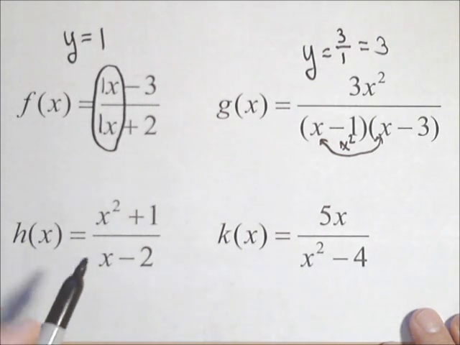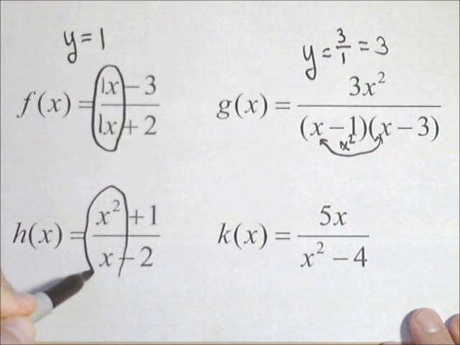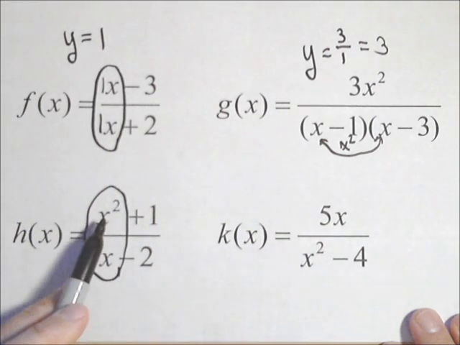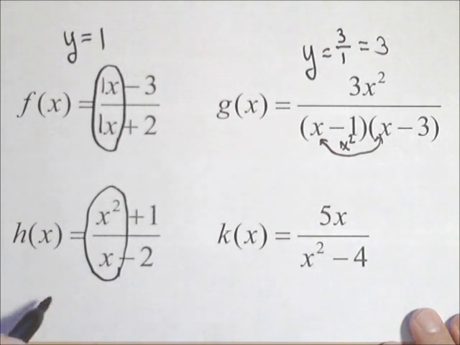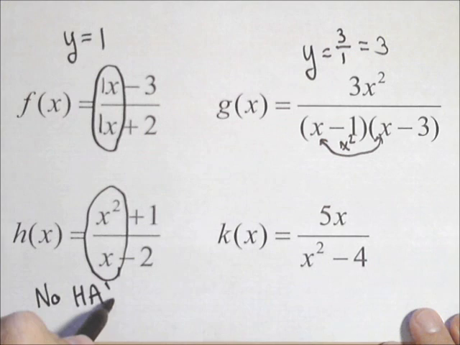h of x. Here's our lead coefficient. Here's our leading terms. The degree is greater in the numerator. That means the top is growing faster than the bottom. No horizontal asymptote.